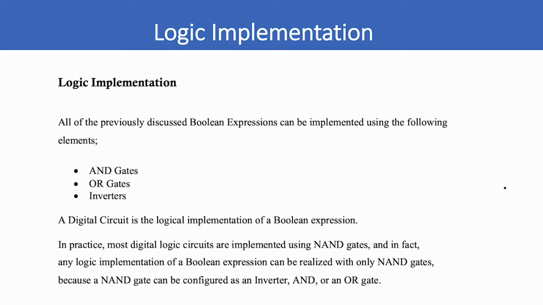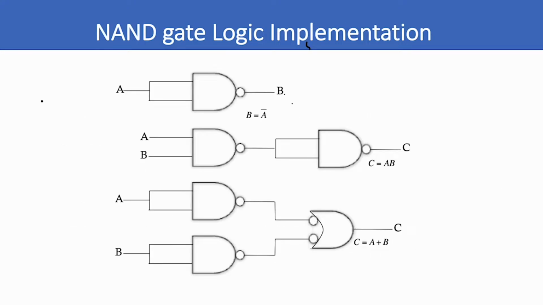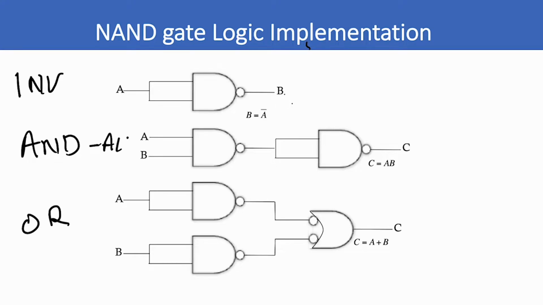And in fact, all the logic implementations of Boolean expressions can be realized with only NAND gates, because a NAND gate can be configured either as an inverter, an AND, or an OR gate. So what do we mean? Here are the NAND gate implementations of the three basic gates. The three basic gates are the inverter, the AND gate, and the OR gate. And as we learned earlier, the AND gate is the ALL gate, you say ALL, and the OR gate is the ANY.